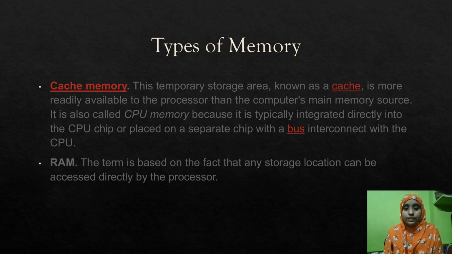Cache memory. This is a temporary storage area known as cache. It is more readily available to the processor than the computer's main memory source. It is also called CPU memory because it is integrated directly into the CPU chip or placed on a separate chip with a bus interconnect with the CPU. RAM. The abbreviation RAM stands for random access memory. The term is based on the fact that any storage location can be accessed directly by the processor.